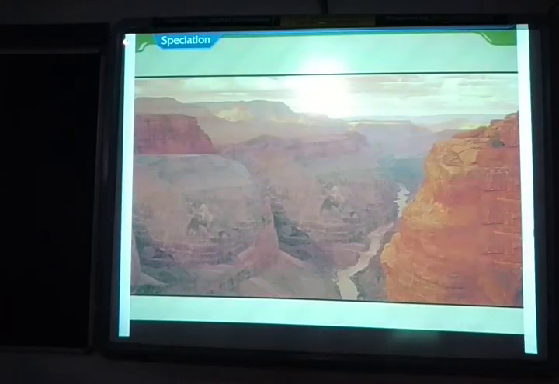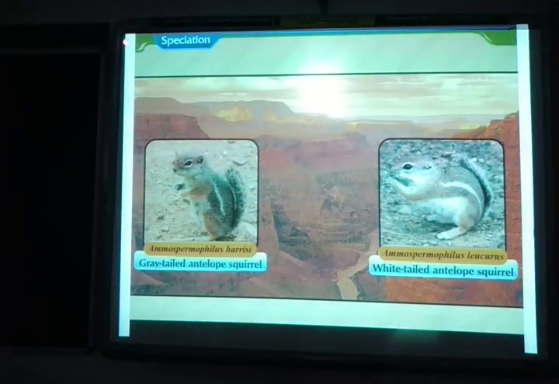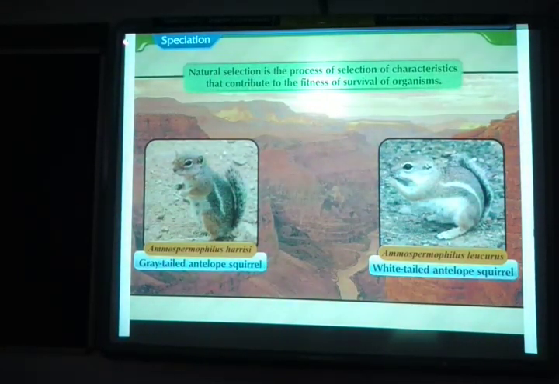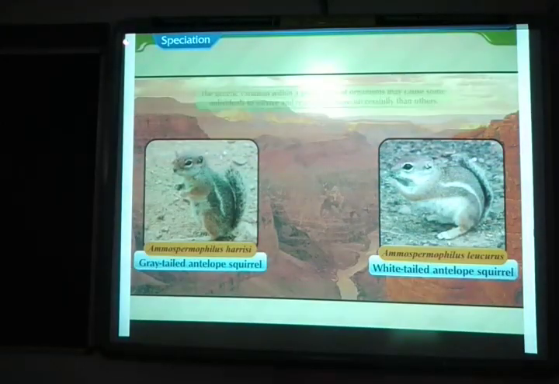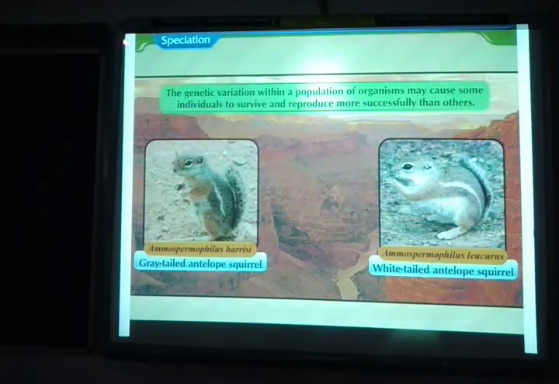Another important factor which leads to the formation of new species is the process of natural selection. Natural selection is the process of selection of characteristics that contribute to the fitness or survival of organisms. It is a key mechanism of evolution. The genetic variation within a population of organisms may cause some individuals to survive and reproduce more successfully than others.